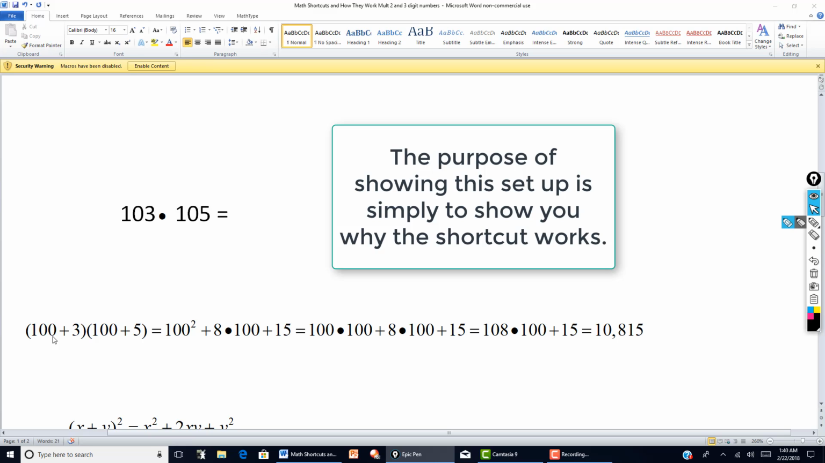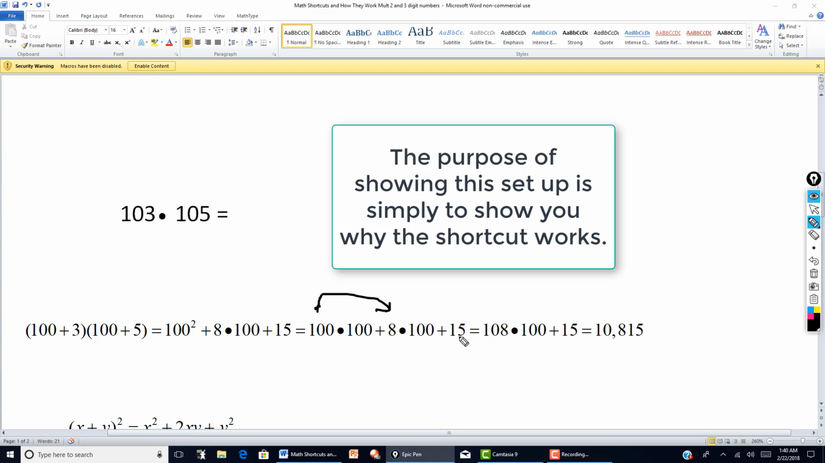So 300 and 500 is 800 right here. And notice in the previous one, this was a minus. So it was subtracted. And now I write 100 squared is 100 times 100. Now these are like terms. So the 100 and the 8 can be added. And of course, the 100 comes along for the ride. So I get 108 times 100.